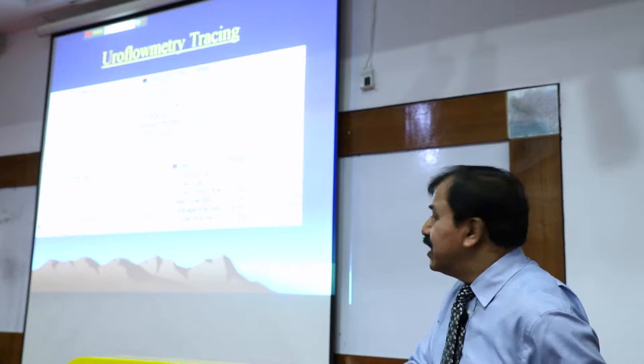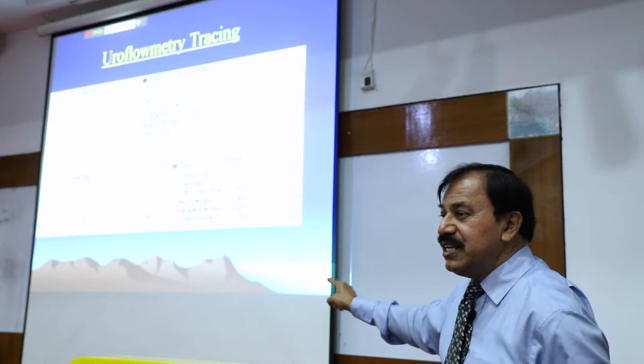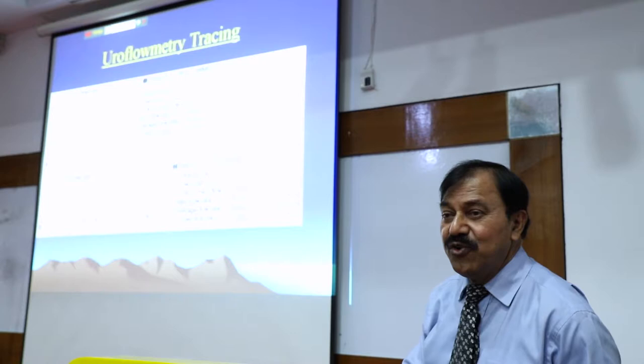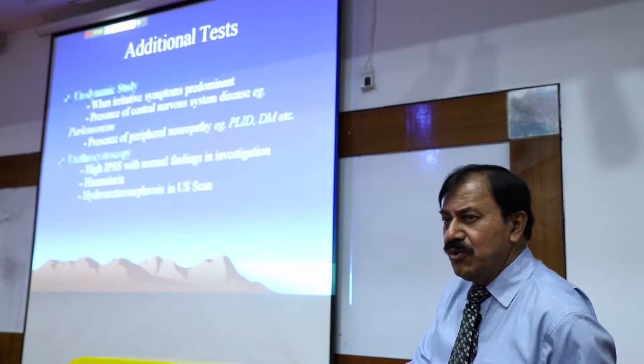That is the uroflowmetry. The upper one is normal, that is the curve like that, and the lower one is obstructive. If you trace the flow by our tracing machine, we will get that the upper one is the normal uroflow and the lower one is the obstructive uroflow. That is another test we will find. And then additional tests we will do, other tests. This is the usual investigation done for this patient to identify other problems also.